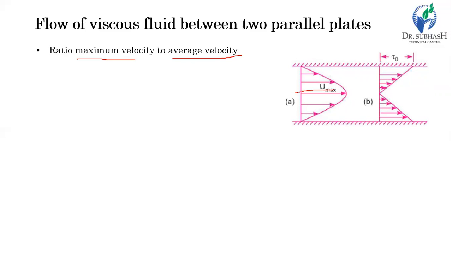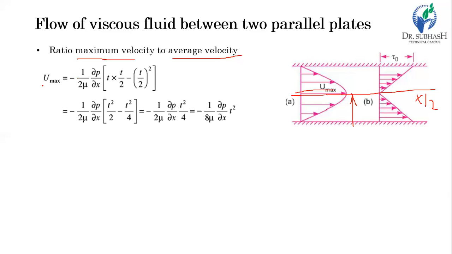It is nothing but the center distance between two parallel plates. So put the value of y here. We measure the y from the bottom surface or the bottom plate, and here the value of y equal to t by 2, or half of the total distance. So by putting this value, we get the maximum velocity.